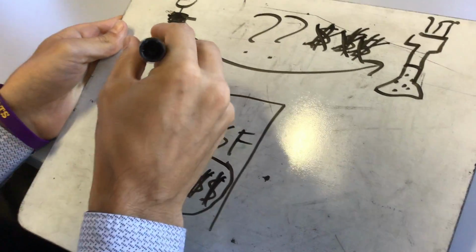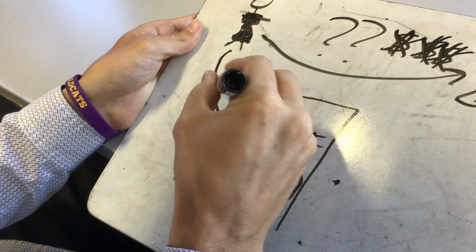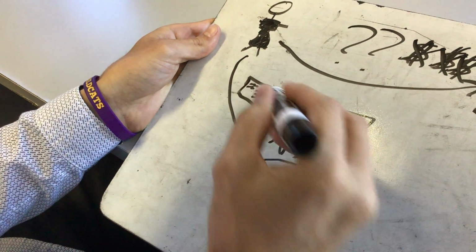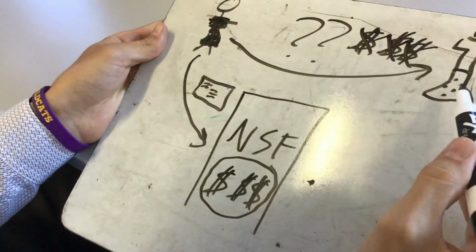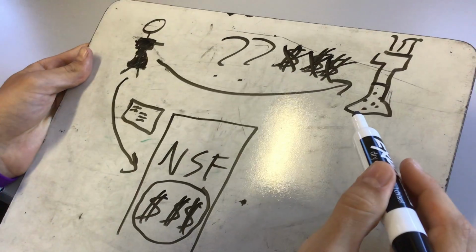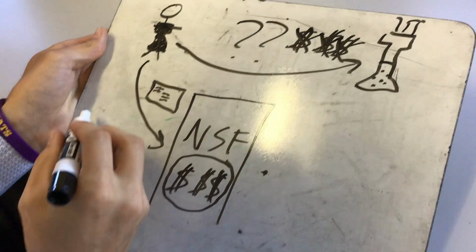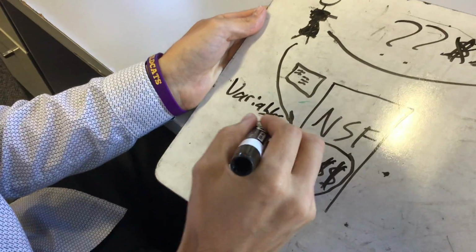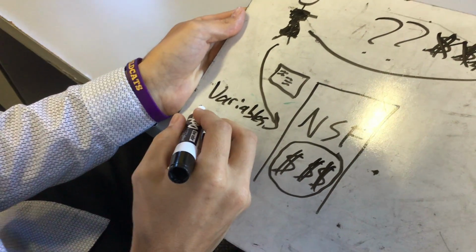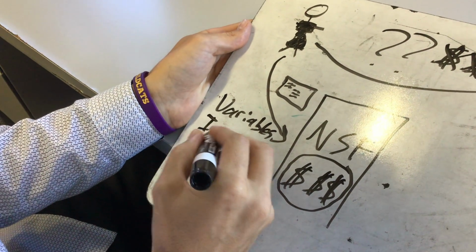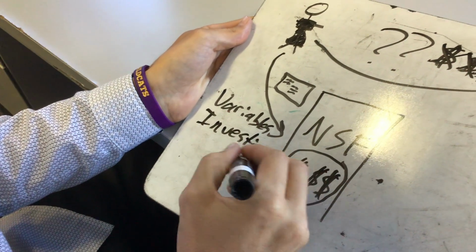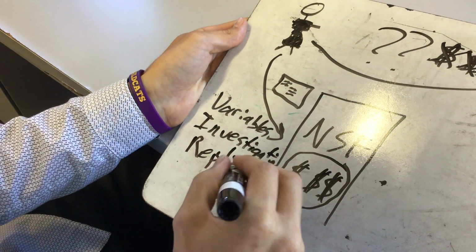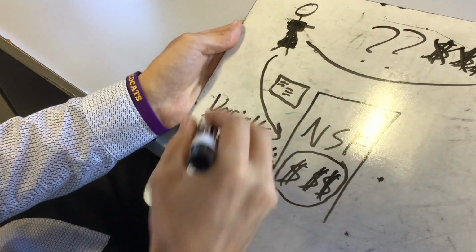And in order to get it, you have to write them a letter. This is your little letter right there. Convincing them that you have a good experiment that you want to do. And in this letter, you're going to have to write about a bunch of things. You're going to have to write about your variables. You're going to have to write about what type of investigation you want to do, if it's replication. So it's basically all the things that are part of your project.